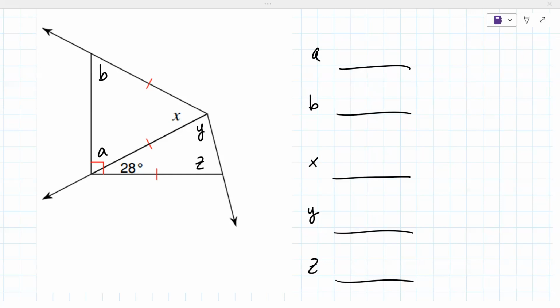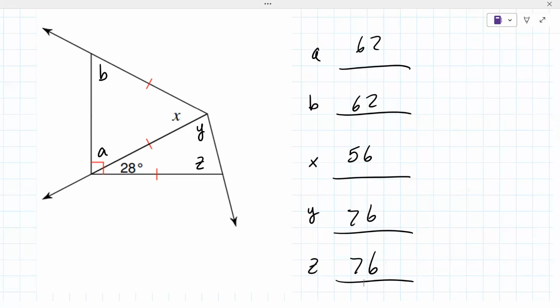All right, I got A equals 62, B equals 62, C equals 56, Y equals 76, Z equals 76. Adding them up here as we go. That looks good. Yeah. All right.